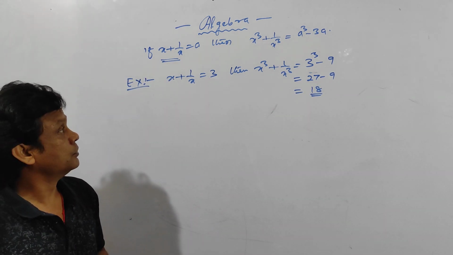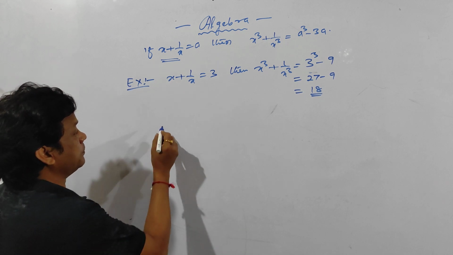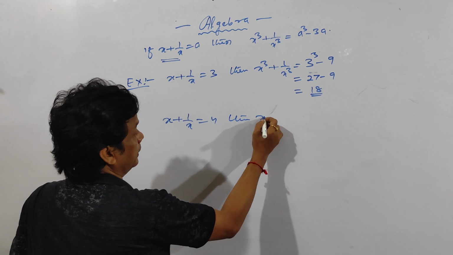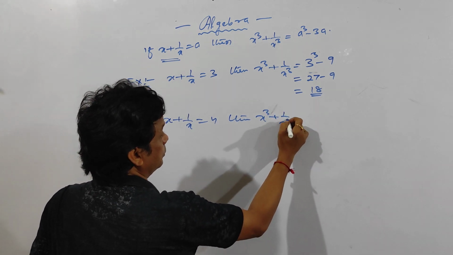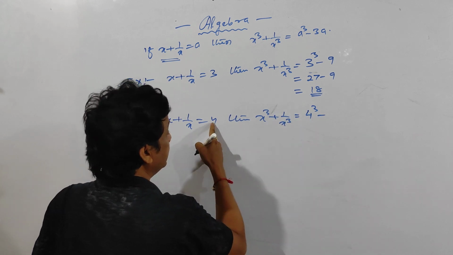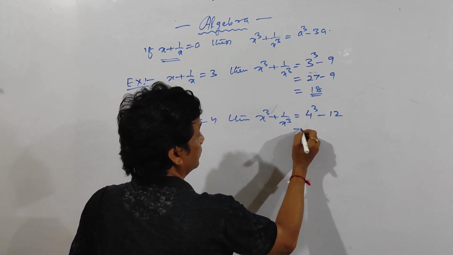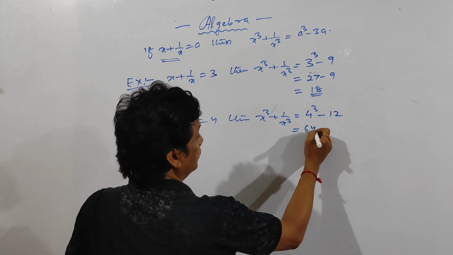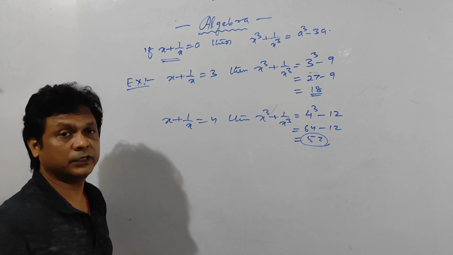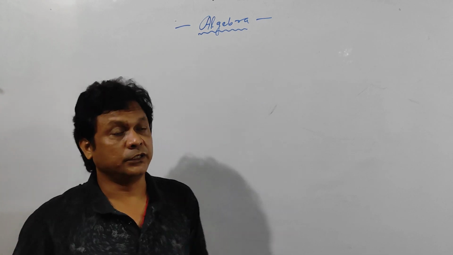Clear? So similarly, if we take x plus 1 by x is equal to 4, then x cube plus 1 by x cube will be equal to 4 cube minus 3 into 4, it is 12. So 4 to the power 3 is 64 minus 12, it will be 52. So this is the answer. Clear?